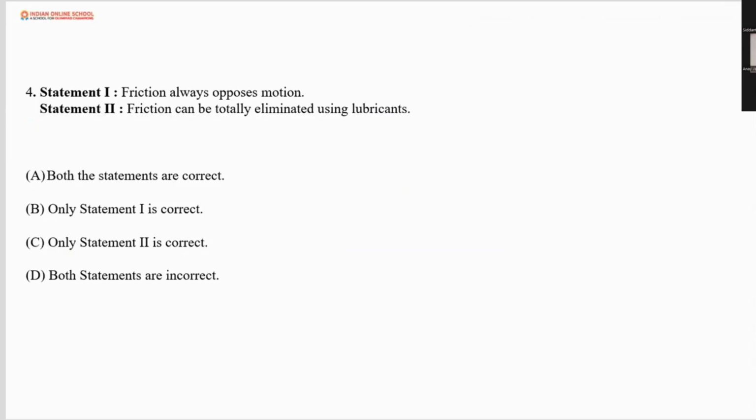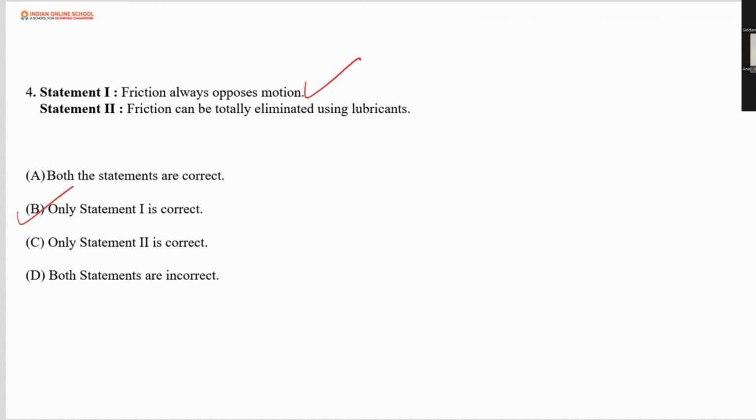Okay, now coming to the last question. The first statement, friction always opposes motion. Is it right or wrong? True. And the second, friction can be totally eliminated using lubricants. False. Lubricants decrease the frictional force, but they don't make the frictional force zero. So statement one is correct. So the answer is B.